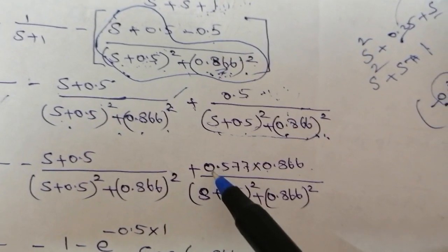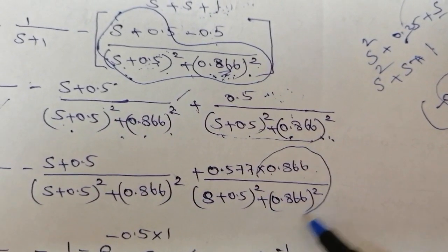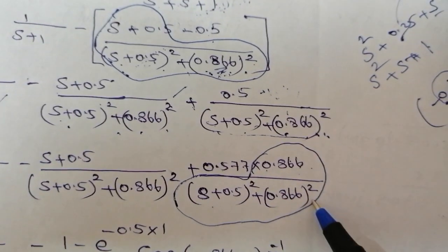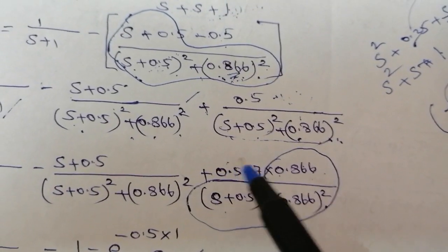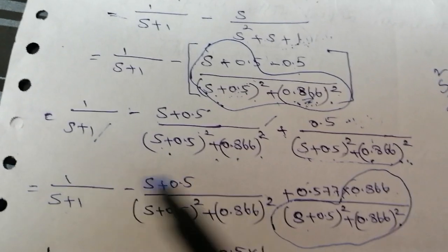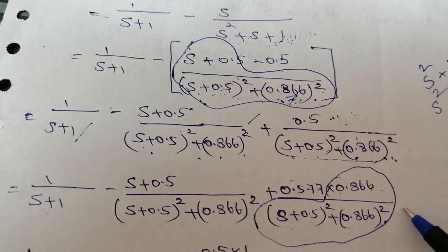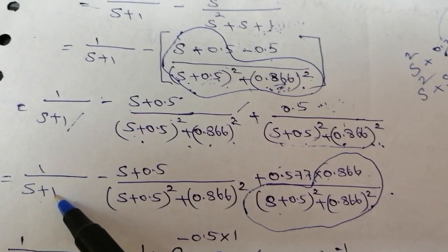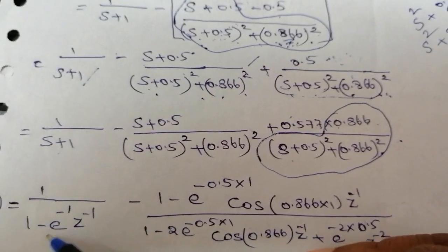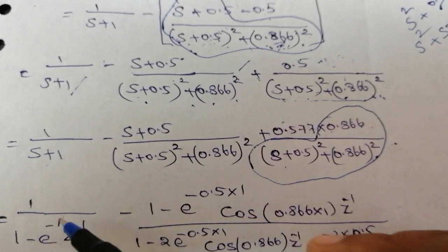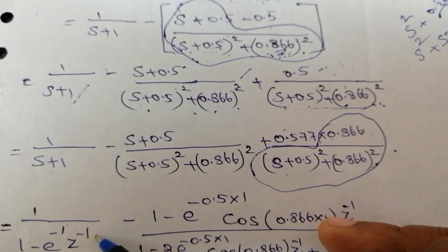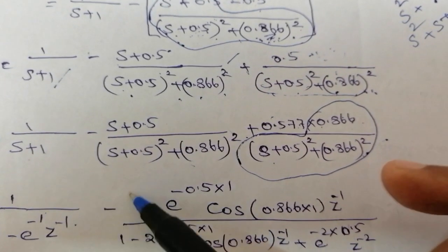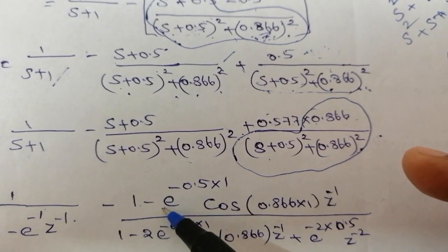So you just consider this term: b divided by (s plus a) squared plus b squared. This is a constant value. So this is our first formula, this is the second formula, this is the third formula. You just replace according to the formula. The p value is minus 1, so 1 divided by 1 minus e power minus pT, z power minus 1. Then for s plus a divided by (s plus a) squared plus b squared, the formula is minus, minus 1 minus e power minus aT.